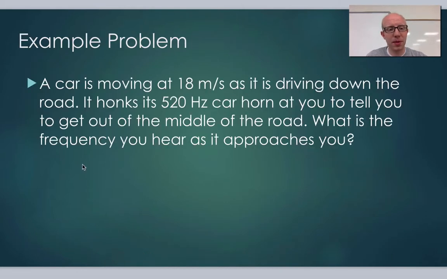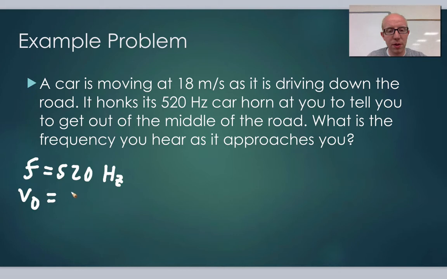So, problem 1. A car is moving at 18 meters per second as it is driving down the road. It honks its 520 hertz car horn at you to tell you to get out of the middle of the road. What is the frequency you hear as it approaches you? So if we are doing this problem, first of all, we know our emission frequency, our original frequency, is 520 hertz. You are not moving as the observer, so that is 0 meters per second. But then the question is the velocity of the source. Is it positive 18 meters per second or negative 18 meters per second?